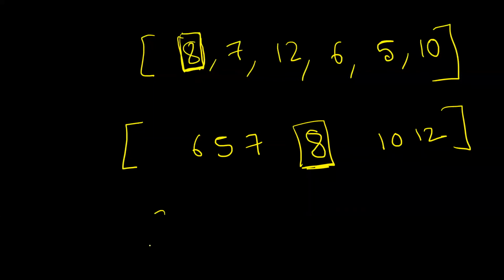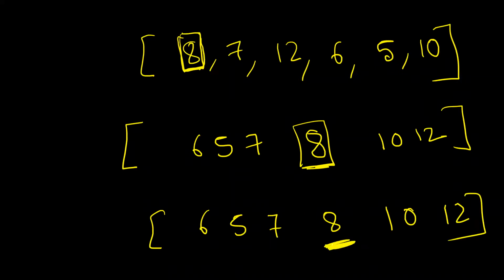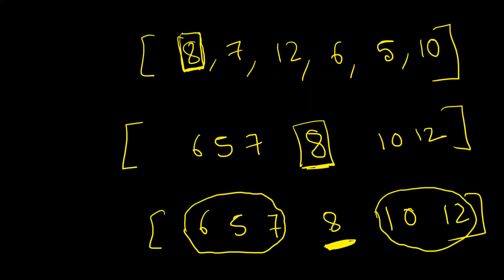So my array is looking like this, and I tell you, boss, now 8 is at its correct position. I don't have to disturb 8. So now, can you please sort this left part of the array for me, and can you please sort the right part of the array for me? See, I'm calling two smaller subproblems. Once the left and right parts are sorted, the array looks like 5, 6, 7, then 8 as it is, and then 10, 12. So hasn't my full array become sorted?